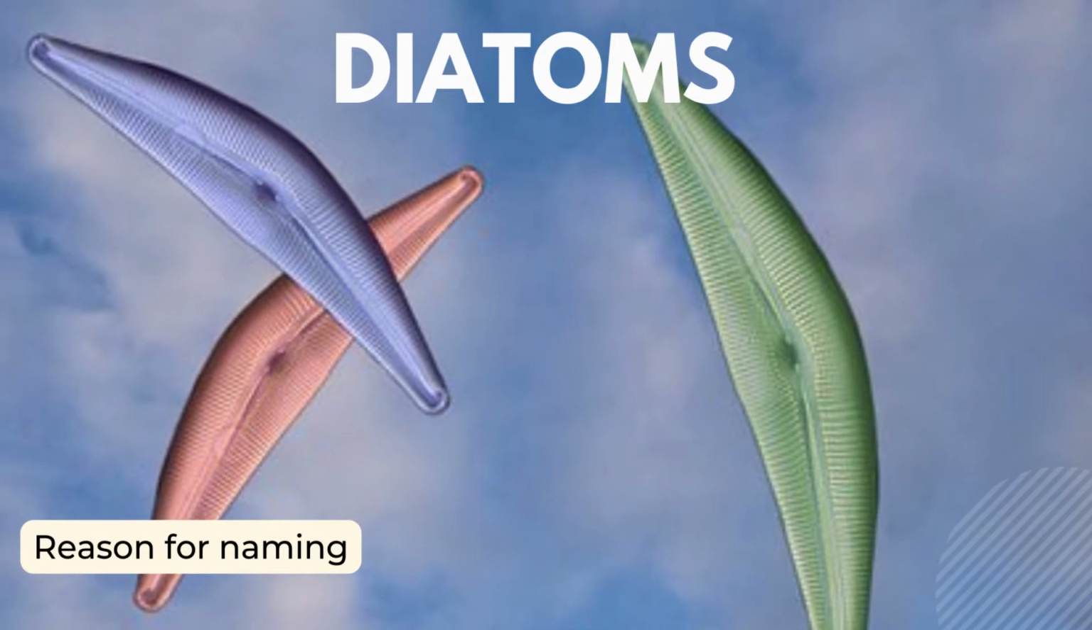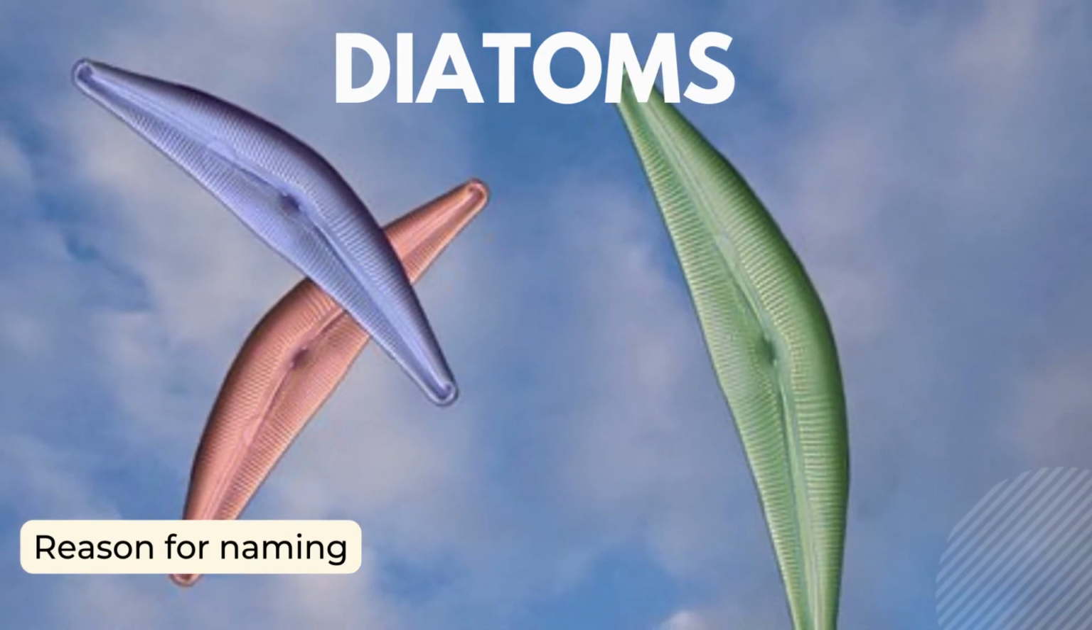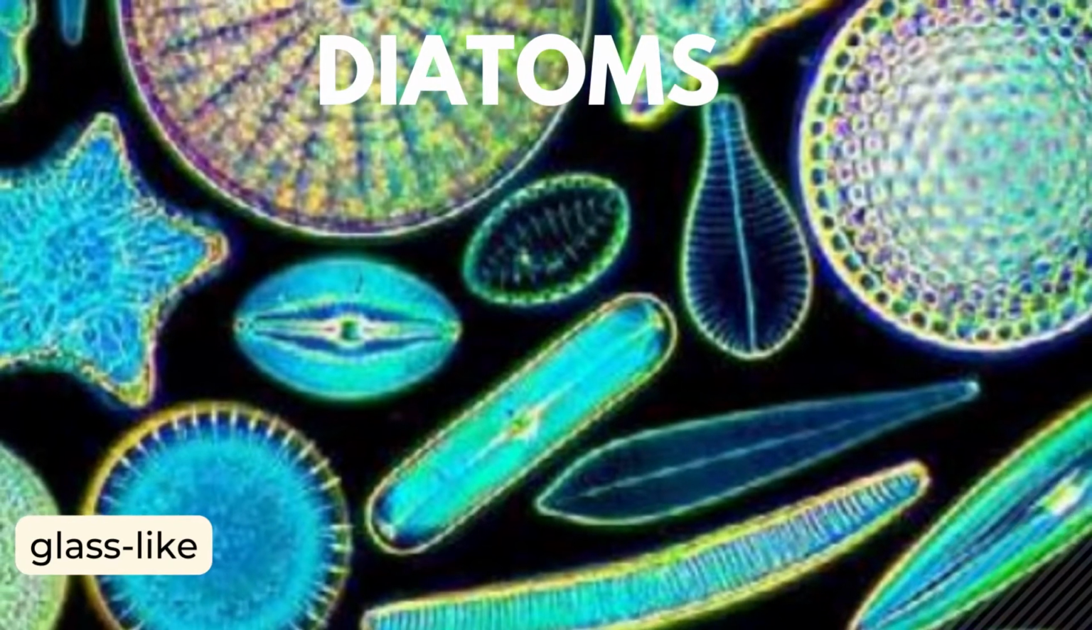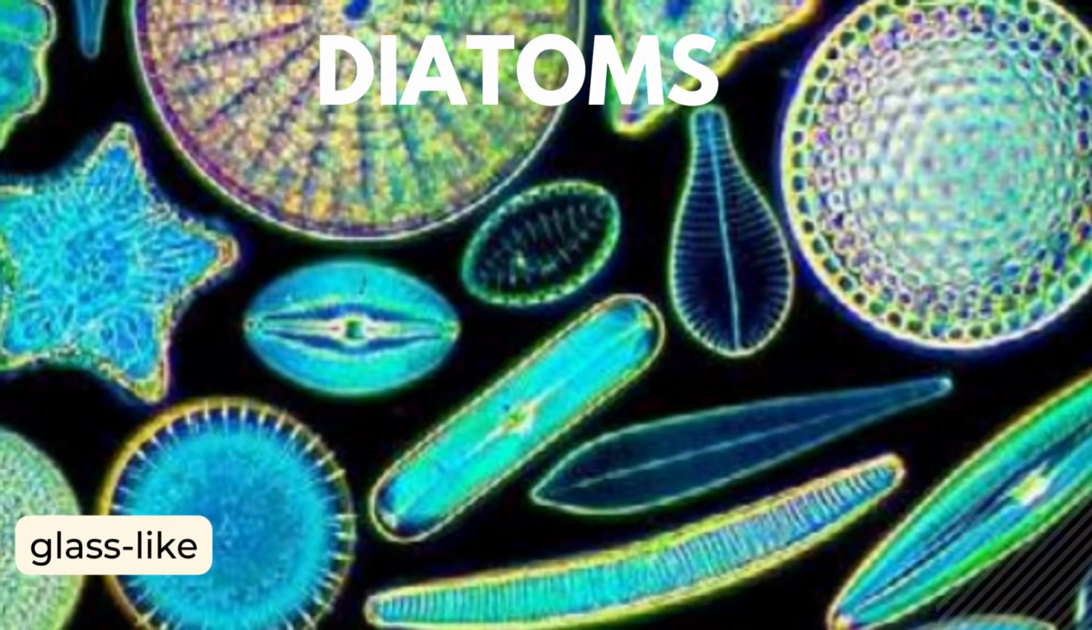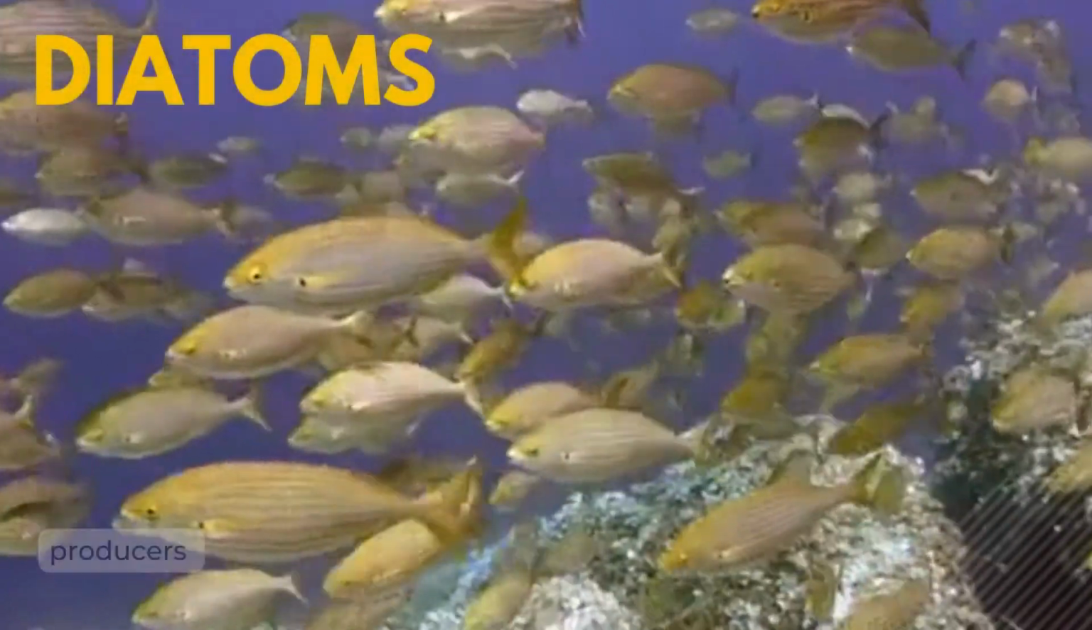Reason for naming: the cell wall of each diatom consists of two shells that overlap where they fit together, much like a petri dish. As you can see here, they look like two atoms. That's why they are called diatoms. They are glass-like because silica is deposited in the shell, and this glass-like material is laid down in an intricate pattern. That's why they look like glass.